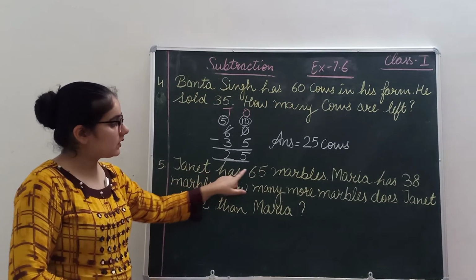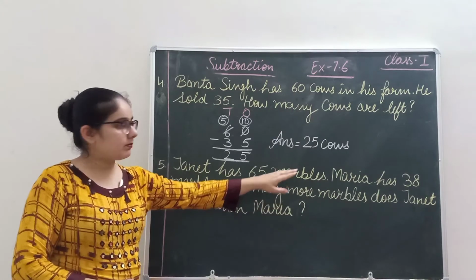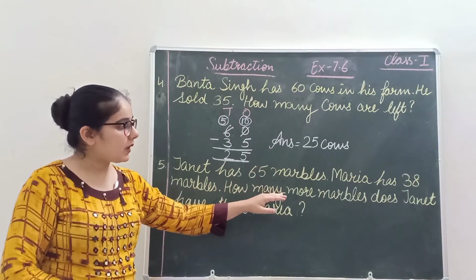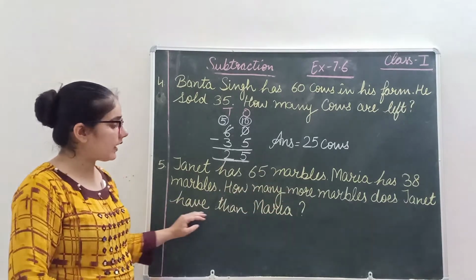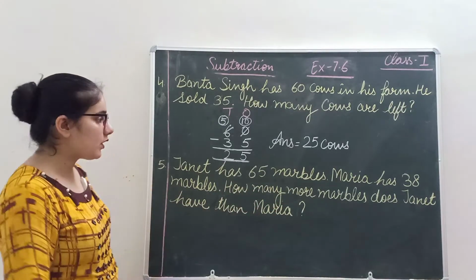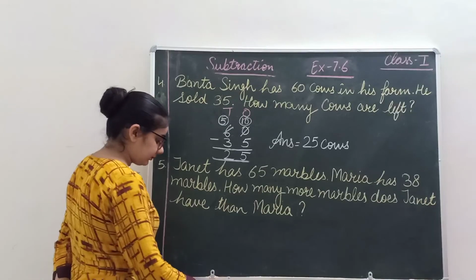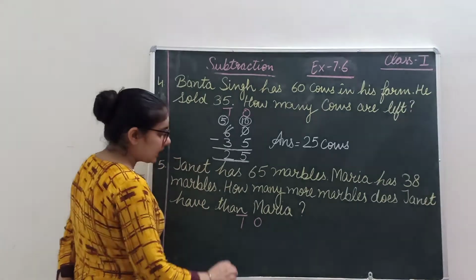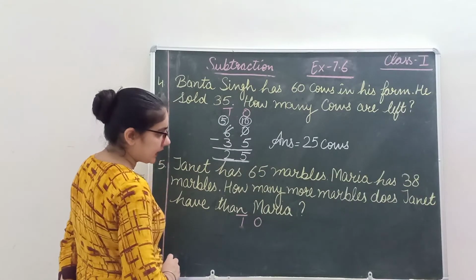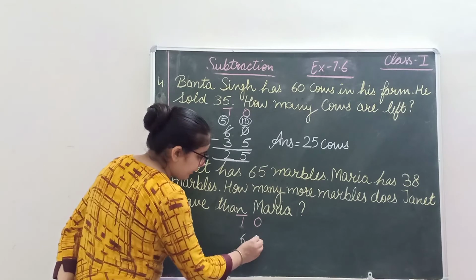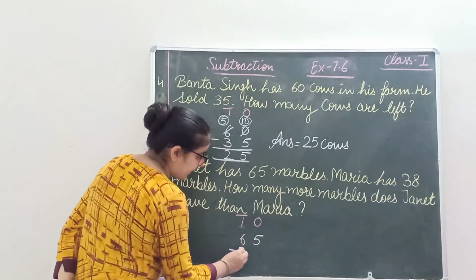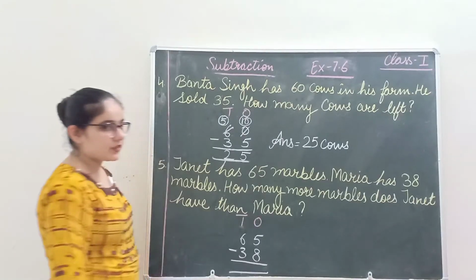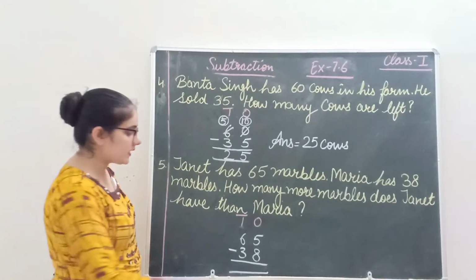Janet has 65 marbles. Maria has 38 marbles. How many more marbles does Janet have than Maria? First of all, write places on top, tens and ones. Leave one box for writing borrowing digit. Write 65 marbles and then 38 marbles. Do subtraction, 65 minus 38.